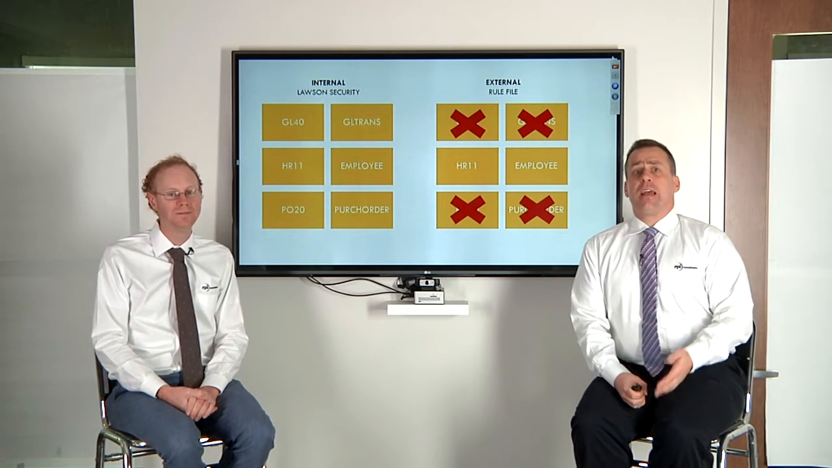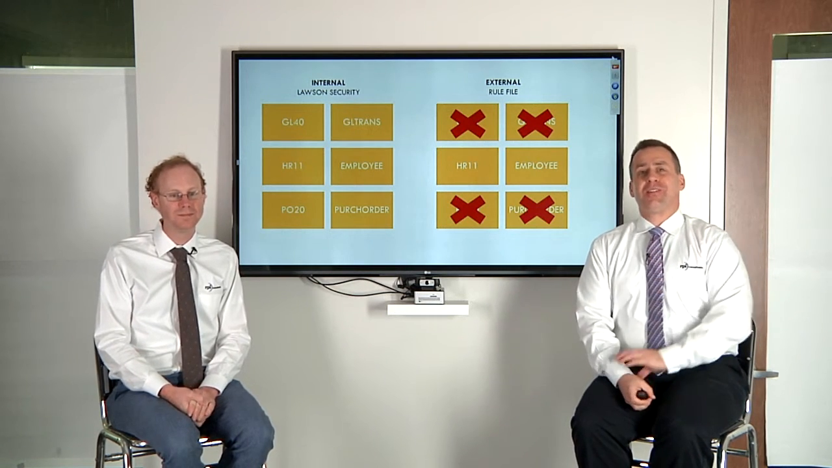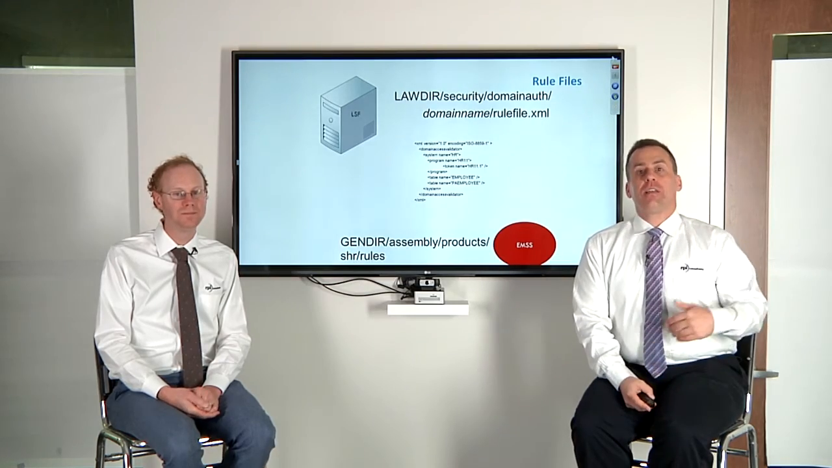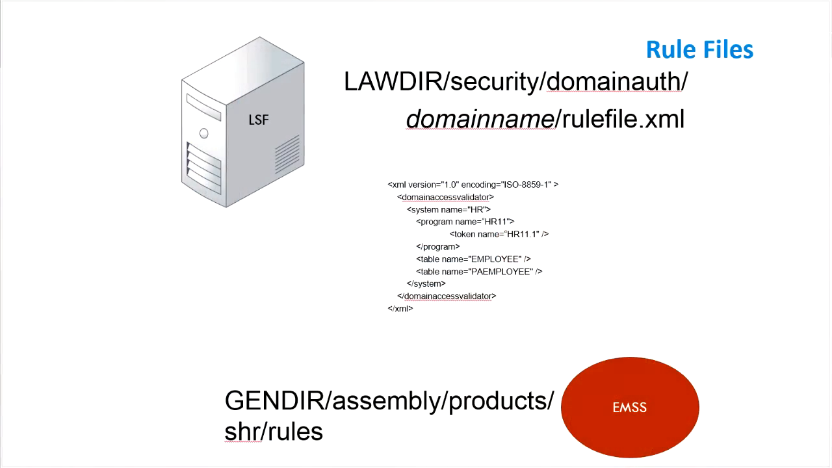very handy, and it's pretty simple to do. As you can see on the external side, we've knocked them out. Now our files, here's an example of what the default file looks like. In our gen assembly products SHR rules, that's a mouthful, you're going to find the default files that you need in order to implement ESS.